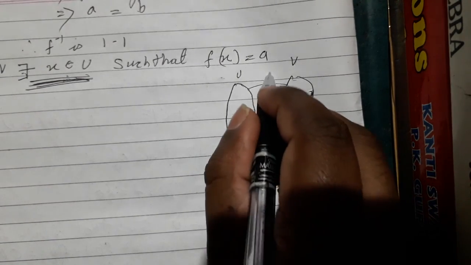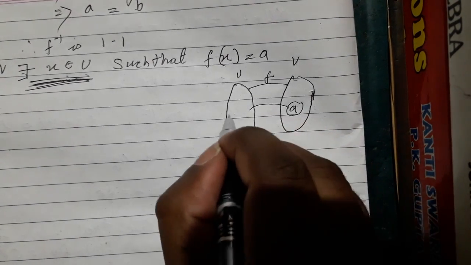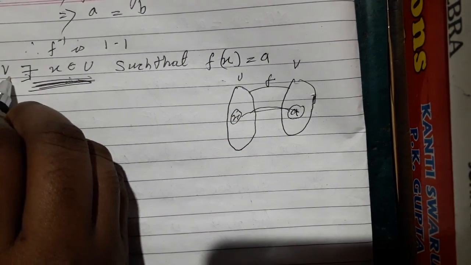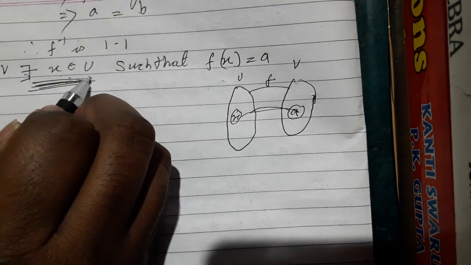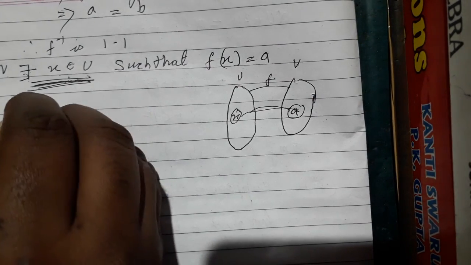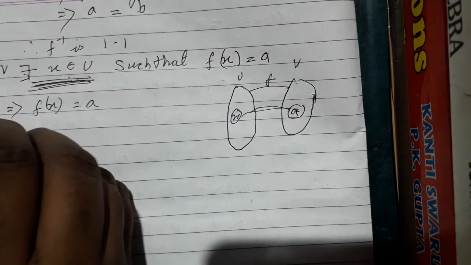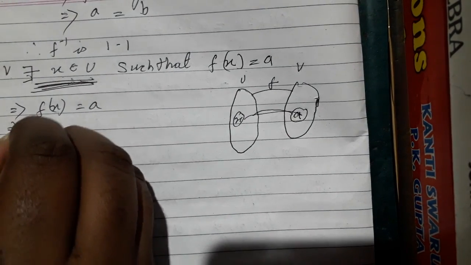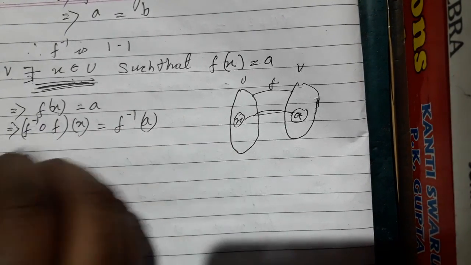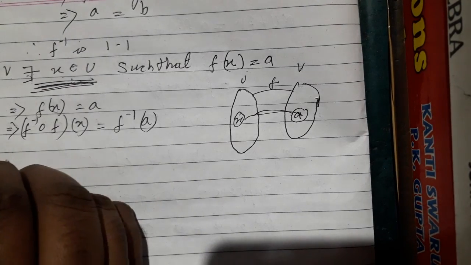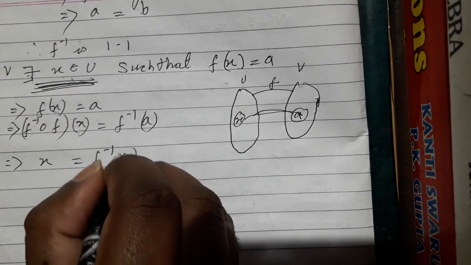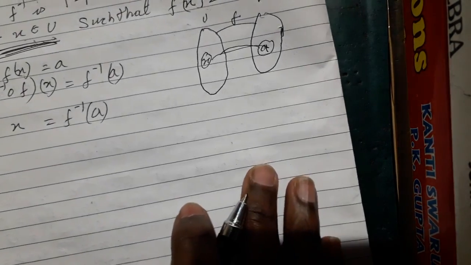Since f is onto, there should exist one element x in U which is sent to a. So I took one element in V, there exists x belongs to U such that f x is a. Now if I apply f inverse on both sides, f inverse composite f applied on x is equal to f inverse a. So this is x equal to f inverse a.